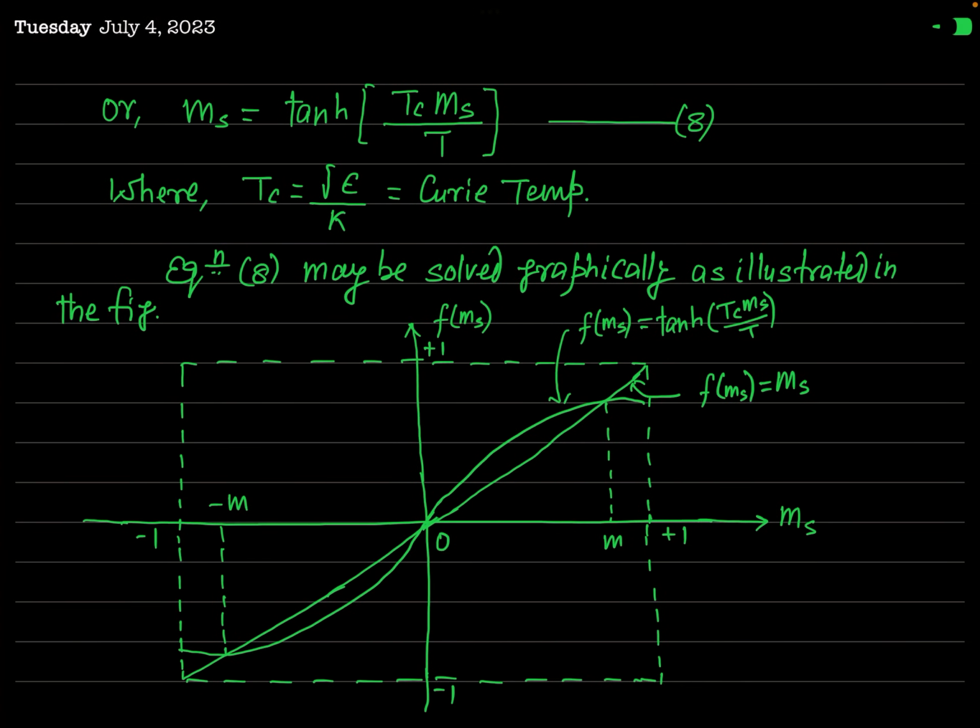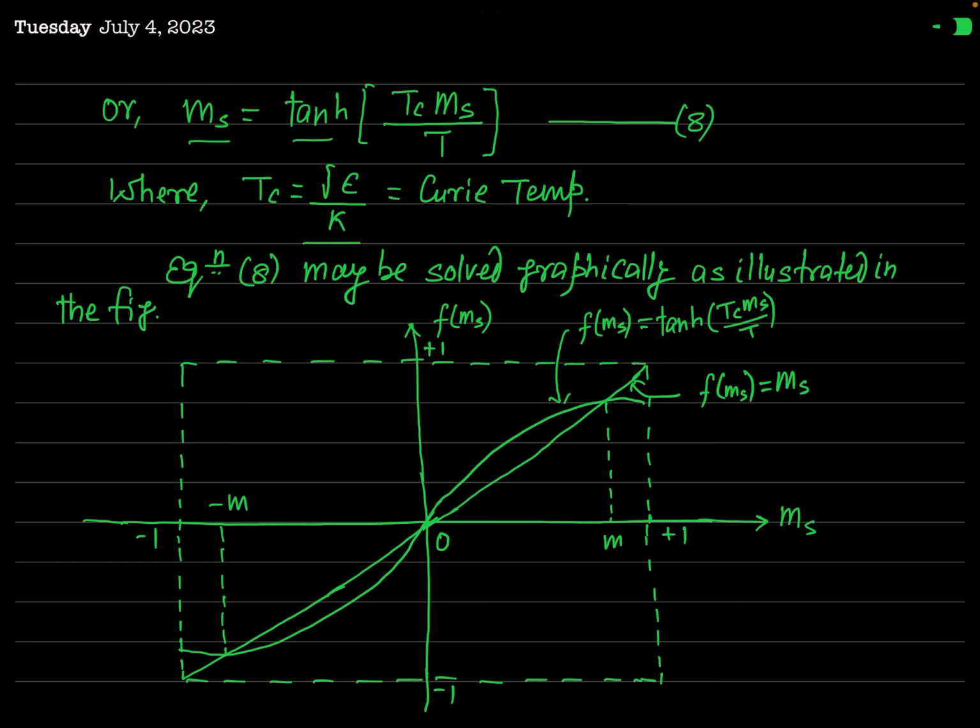And from here you can write ms equal to tanh(Tc times ms by T). Actually here Tc has been written in place of gamma epsilon by k. This quantity gamma epsilon by k has a dimension of temperature, and it is actually a measure of the critical temperature, which is also called the Curie temperature.